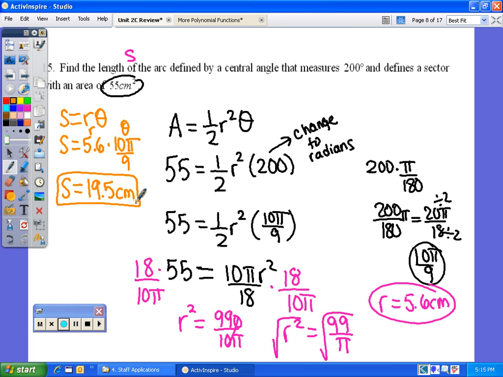Alright, it's pretty long, kind of stressful, but use the pi button. And then for this one, use the pi button. Okay, you use it because they didn't give us anything in pi form.